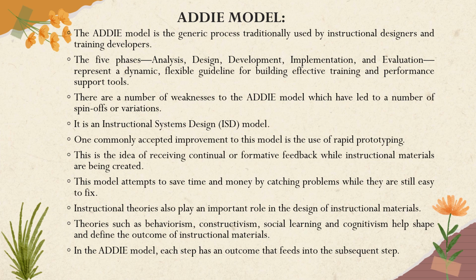So there are a number of weaknesses in the ADDIE model, and that led to the instructional system design model. One of the commonly accepted improvements to the ADDIE model is the use of rapid prototyping. The idea is receiving formative feedback while instructional materials are being created. So this model attempts to save time and money by catching problems while they are easy to fix.